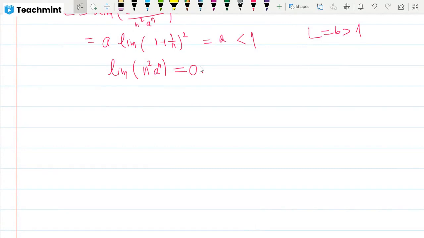L is equal to 1 by E, which is less than 1, and is also convergent. So therefore, it converges. Therefore, the limit value is 0.